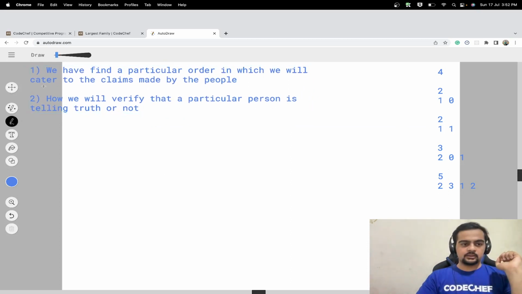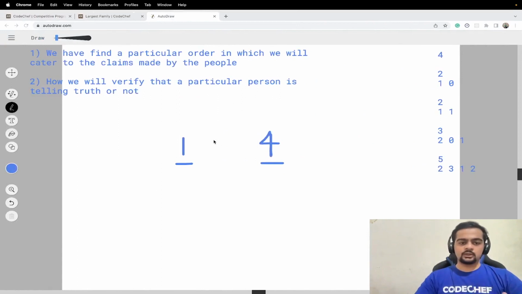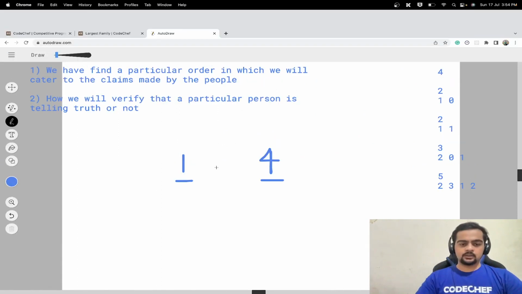If we come to the first point, where we have to find a particular order in which we will cater to the claims made by the people. Okay, so suppose we have two people. One is claiming that he is having 1 children, and second is claiming he has 4 children. Which should be the order in which we would cater to these requests? Okay, so since the first person is claiming he is a parent of only 1 children, and the second person is claiming he is a parent of 4 children.